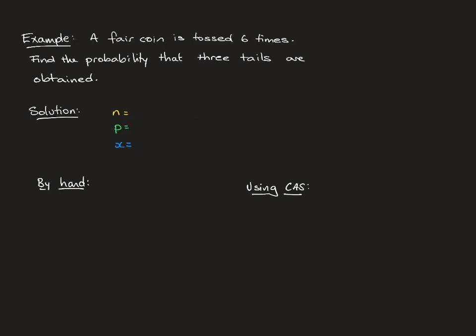So let's have a go at doing some questions. So here's a question. A fair coin is tossed 6 times. Find the probability that 3 tails are obtained. Now we're in the middle of a binomial topic, so obviously it's going to be binomial, but in the exam you won't know what sort of probability it is. And so you'll have to run the Bernoulli test to see if you can in fact use binomial distribution.